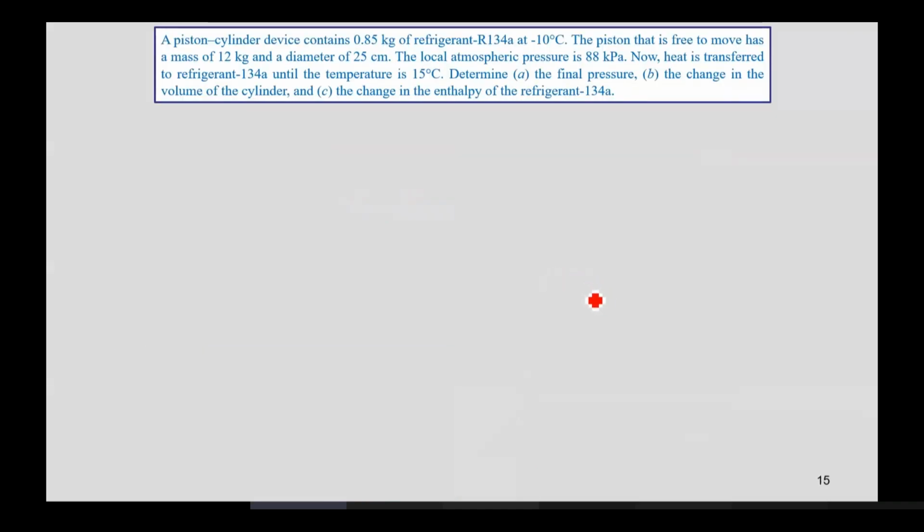The last thing that we have to look into is essentially the piston cylinder device example, which is an example of double interpolation. In this example, the mass of the refrigerant is given and the initial temperature of the refrigerant, minus 10 degrees centigrade, is given. It is further said that the piston is free to move and has a mass of 12 kg, diameter of 25 centimeters, the atmospheric pressure is 88 kilopascal. It further says as the heat is transferred to the refrigerant, the final temperature of your system is 15 degrees centigrade. So initial and the final temperatures are given to you.